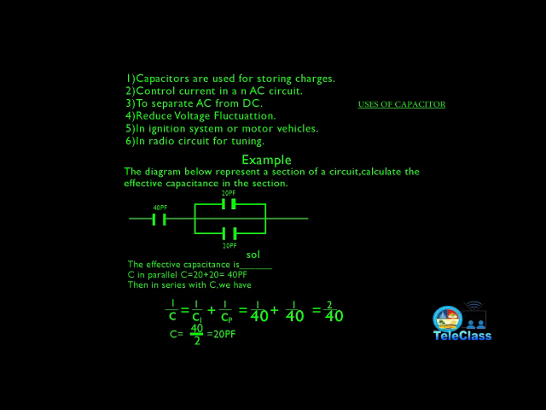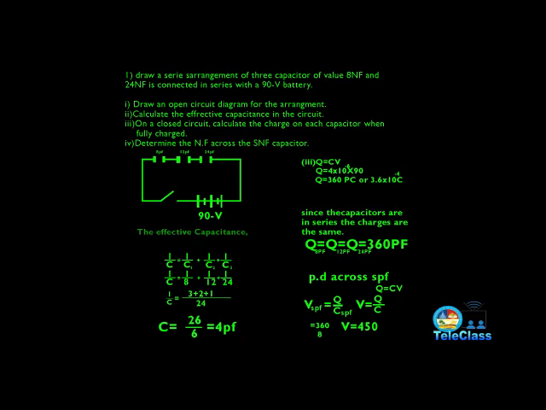Now, in this case, too, you can apply this other formula that says C equals the product over the sum, which is the product of the capacitors, 40 times 40 all over 40 plus 40, to still give you the same answer of 20 microfarad. More questions from past questions.